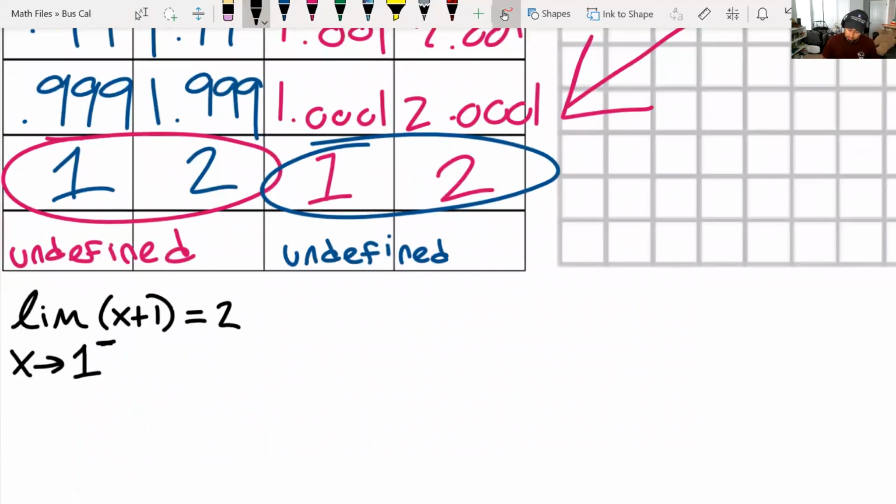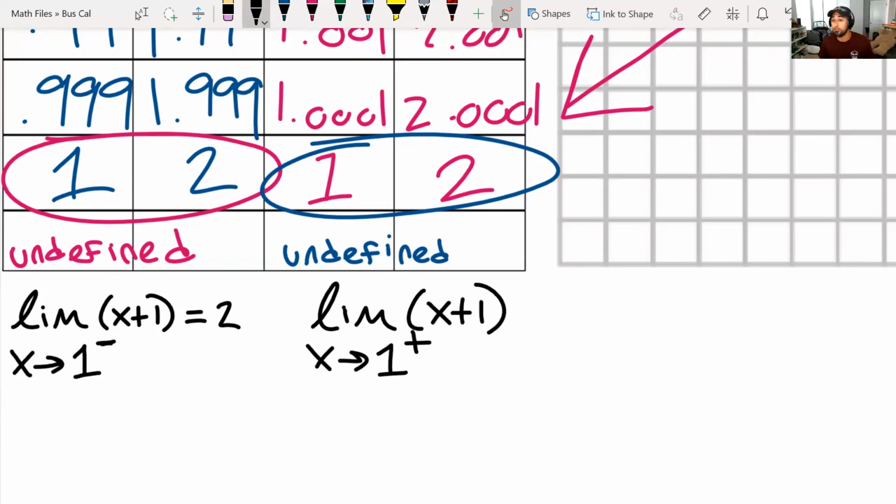All right, so we'll say the limit as x approaches 1 from the right side. That little plus symbol means we are approaching the number from the right side of a graph. Okay, of the function x plus 1 will equal the number 2. So we say the limit as x approaches 1 from the right of the function x plus 1 will equal 2.